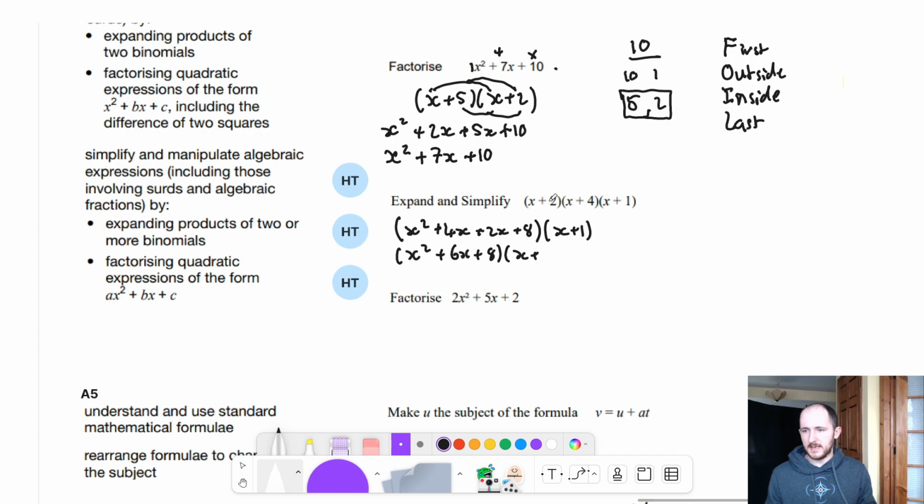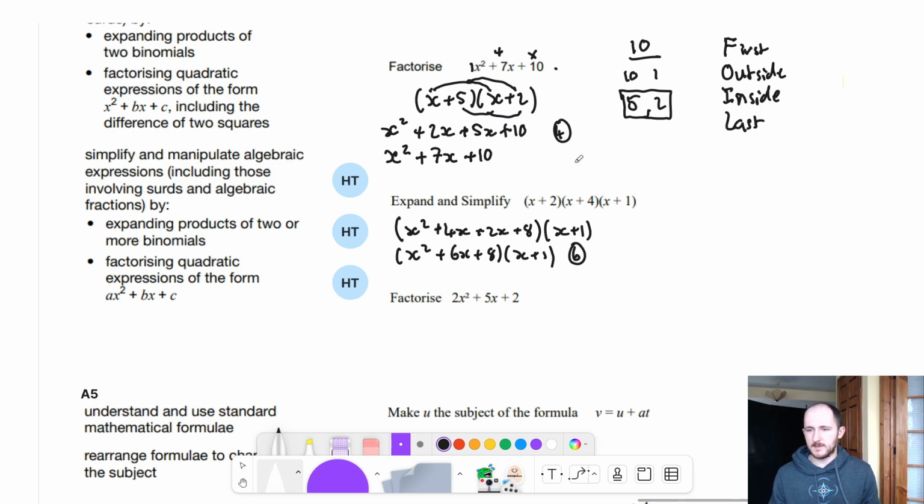Now here, you need to do the same thing as we did in the first question. We're going to expand a double bracket, but if you notice, there's actually 3 terms in the first bracket. So I need to times x squared by both these things, 6x by both of these things, 8 by both of these things. So in this case up here, you should get 4 terms. In this case, you should get 6 terms. If you remember that, you can kind of spot any mistakes you make.